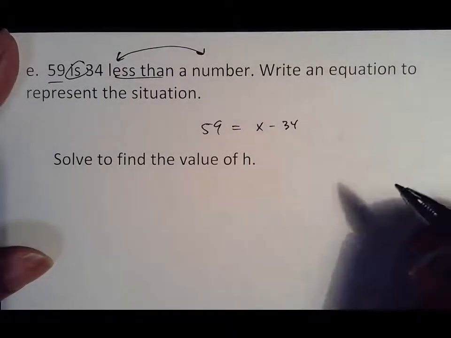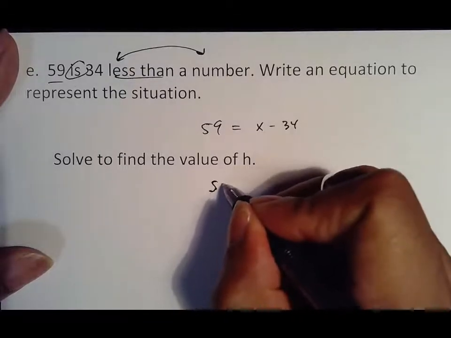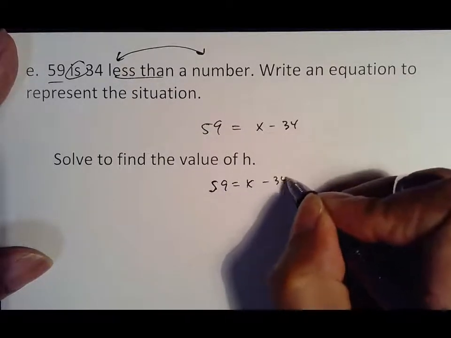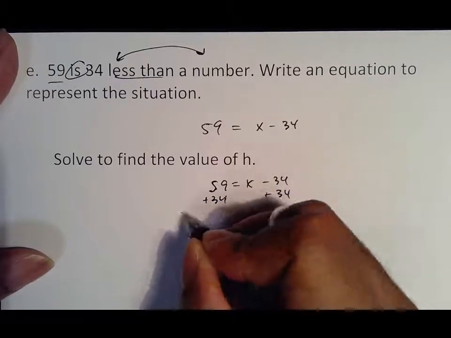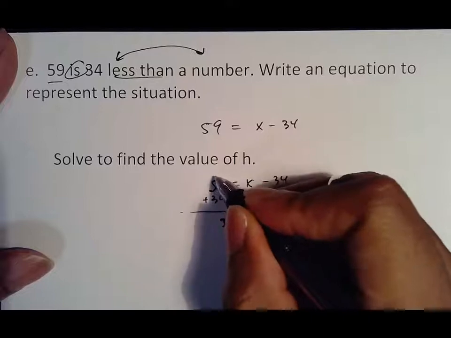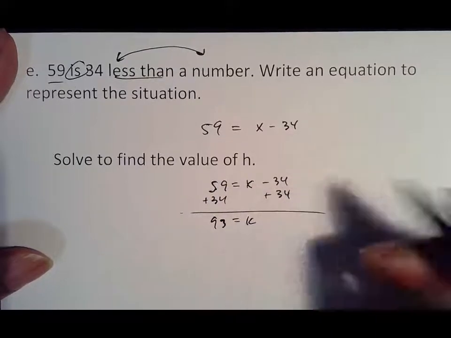So how do we solve to find the value of k? This 34 has to go, so we add 34. We add 34. 3, carry the 1, 6, 93 equals k.